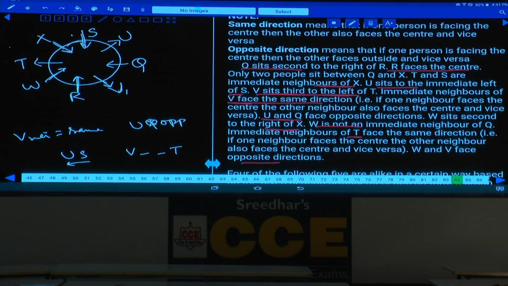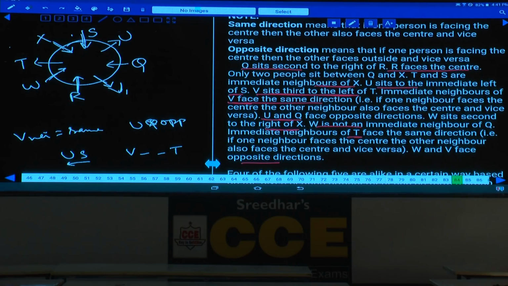And this is about question numbers 84 to 88. Done with this? Write down this diagram. Question numbers 84 to 88. R is facing the center. V is also facing the center. T is away from the center. X is towards the center. S is towards the center. U is away. Q is inward. And V is outward. Done with this?